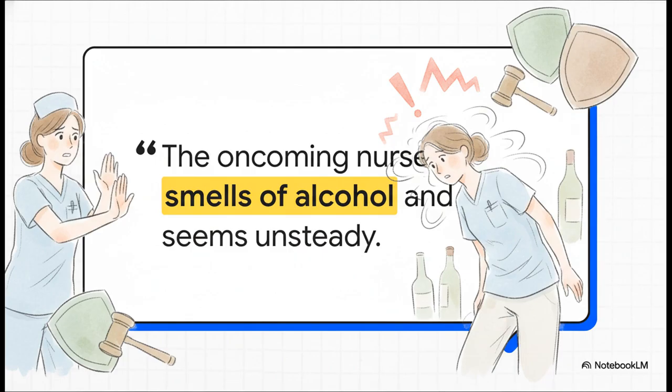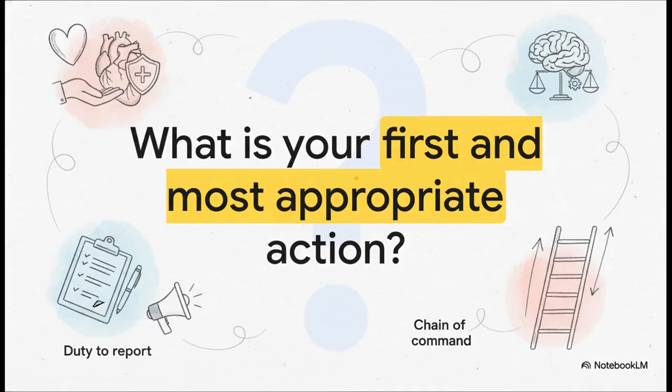All right, let's finish up with a classic NGN case scenario to really get you thinking. Imagine this. You're at the end of a long night shift, you're giving report to the oncoming nurse, and you notice they smell like alcohol. They seem a little unsteady on their feet. Right away, every alarm bell in your head should be going off. You have a legal and an ethical duty to do something. So, what's your next move? What is the very first and most appropriate action you need to take in that exact moment?